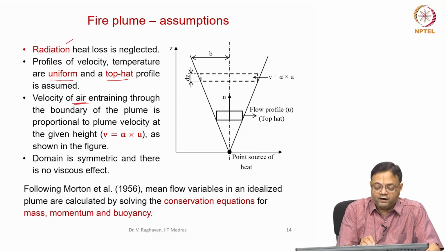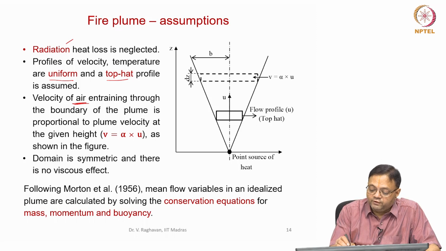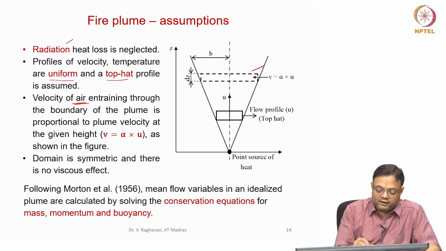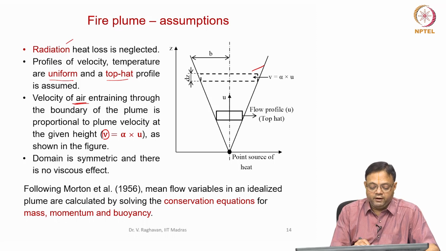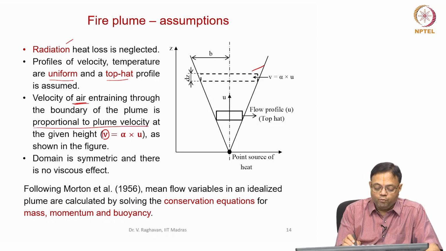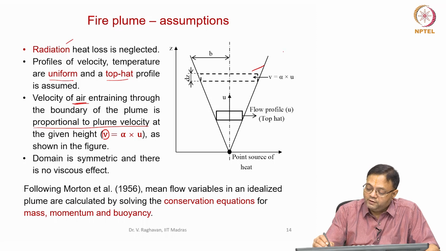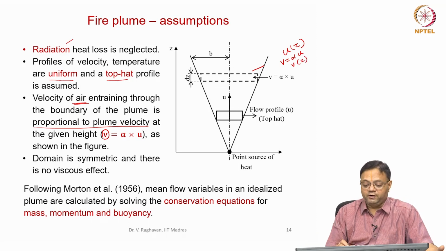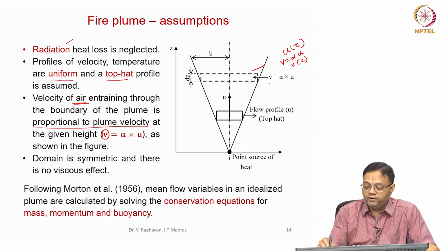Velocity of the air entering the boundary. So, for example, I can take any height and take a control volume at a particular height like this. Then the velocity of the air which is entering is V, that will be proportional to the plume velocity at that particular height, U. Please understand U is a function of Z. So, V will be written as alpha into U. So, V also is a function of Z. Alpha is some constant, you can say. I have shown this in the figure like this.